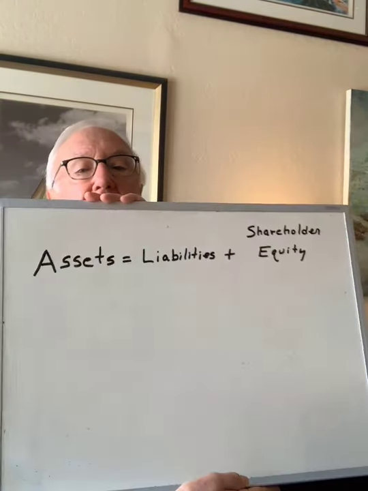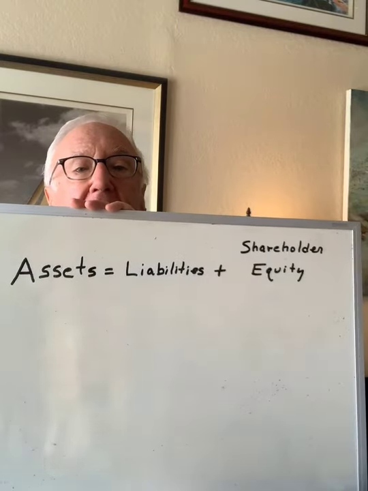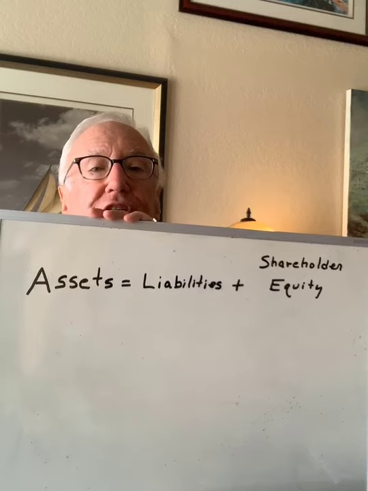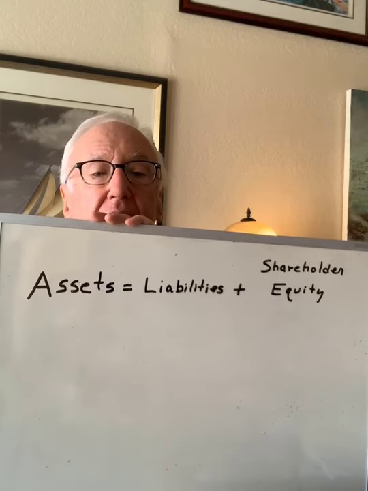The balance sheet consists of 3 sections. It consists of assets, liabilities, and shareholder equity. And in fact, there's an equation called the balance sheet equation, and I just happen to have it right here. See, this is the balance sheet equation. Assets equal liabilities plus shareholder equity.